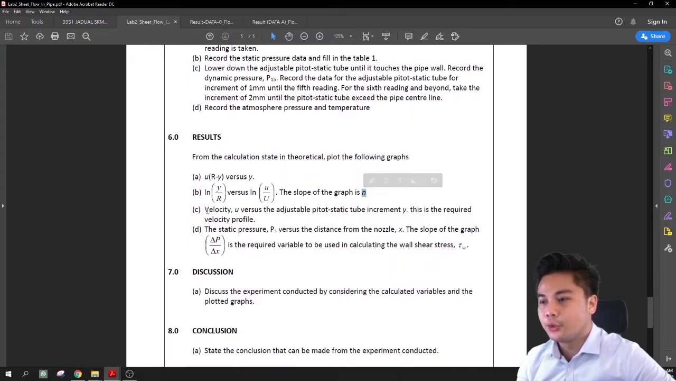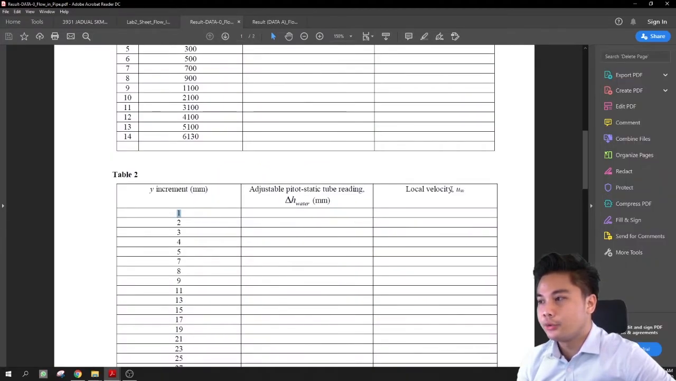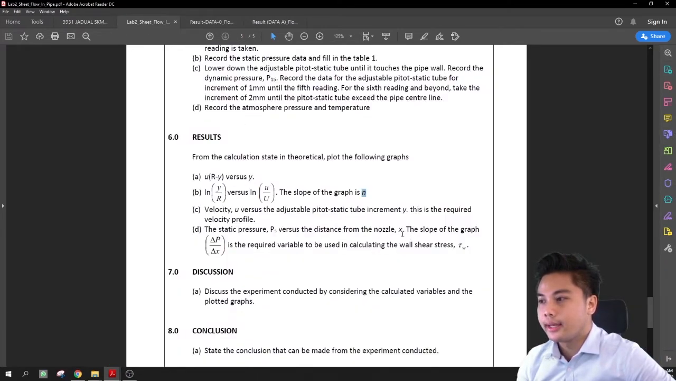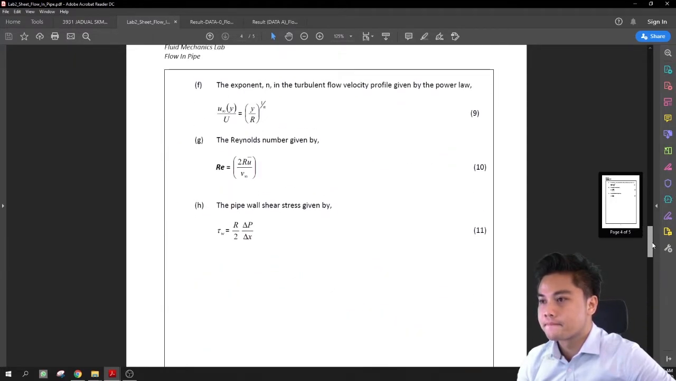And C, you need to plot the local velocity U versus the adjustable pitot static tube position Y. So here you need to plot U versus Y, and this will give you the velocity profile.